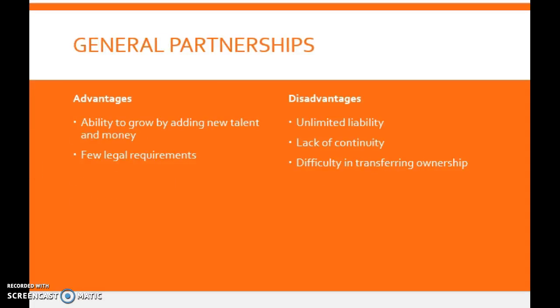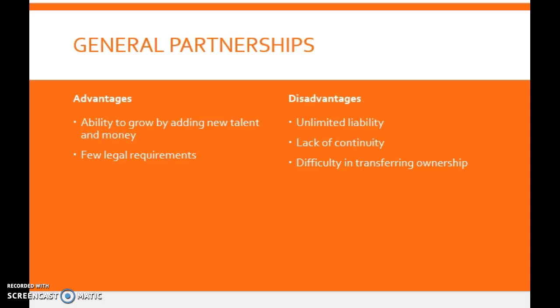Our next type of non-corporate business is a general partnership. General partnerships are owned by more than one person, and partners may invest equally or unequally in terms of sums of money. Distribution of profits may be based on the amount of investments or other things, such as labor or name recognition. One advantage of a partnership is the ability to grow by adding new talent and money. The legal requirements to start a partnership are few. Disadvantages include unlimited liability and a lack of continuity.